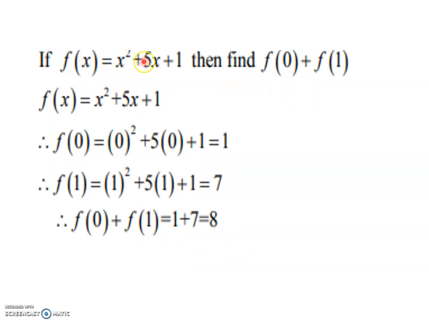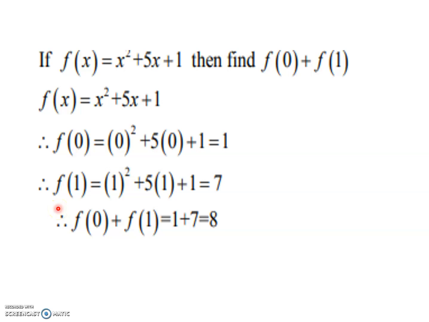f of x is equal to x square plus 5x plus 1. Then find f of 0 plus f of 1. f of x is equal to x square plus 5x plus 1, as given in the equation. To find the value of f of 0, instead of x we have to put 0. 0 square plus 5 into 0 plus 1. Simplifying, we get 1.